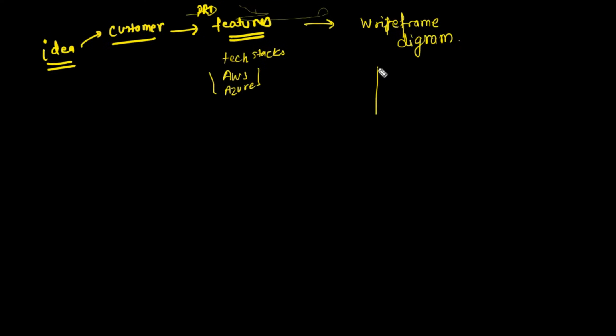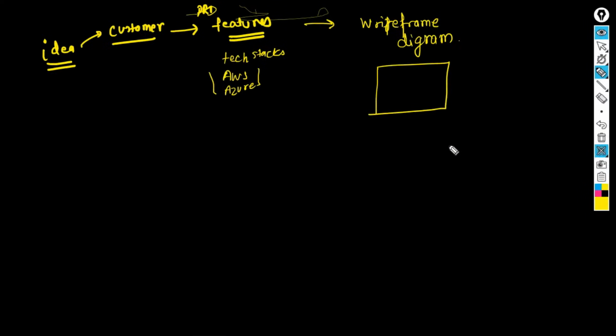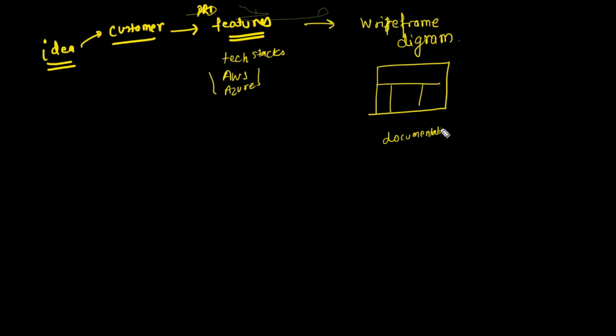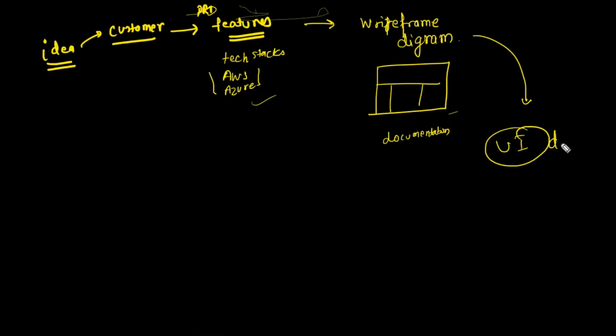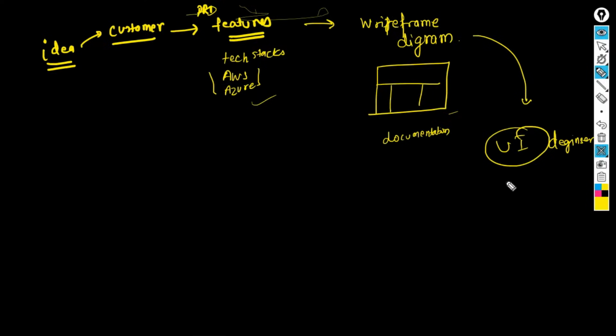Wireframe diagram means you are sketching it. You're thinking about what things you want, where, and sketching it. That's also documentation. After this, UI designs come. You will have a designer. They will design that UI. Colors, they will fill. Fonts, they will select. Logos, they will select. Everything will come over here.